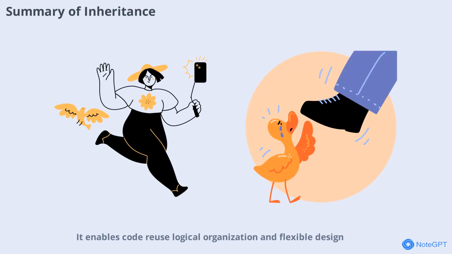It enables code reuse, logical organization, and flexible design. By understanding the different types of inheritance, best practices, and potential pitfalls, you can use inheritance to build robust and maintainable software. Remember to balance inheritance with other techniques like composition for the best results.